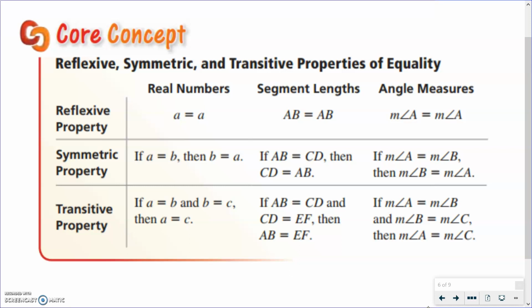Okay, so the reflexive property is just saying that there's the same thing on both sides of an equation. Okay, exactly the same on both sides, exactly the same segment lengths, numbers, angle measures, exactly the same. Okay, symmetric property is just saying that we can flip the order of an equation. So we can say A equals B is the same as B equals A. And then the transitive property is if A equals B and B equals C, then A equals C.